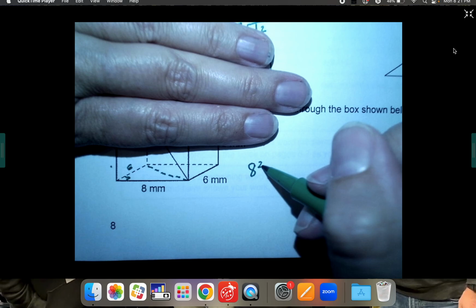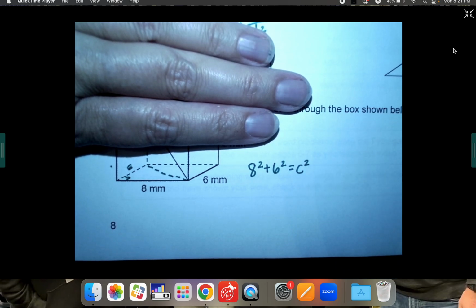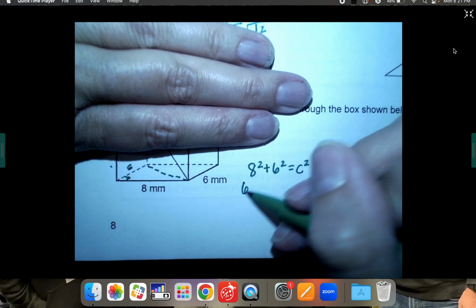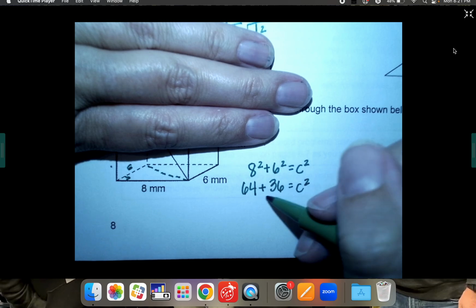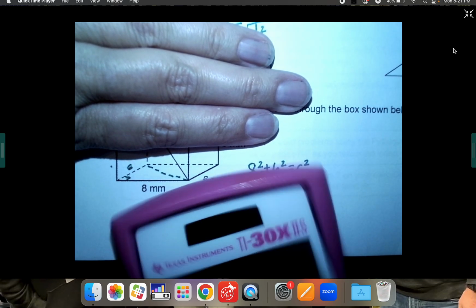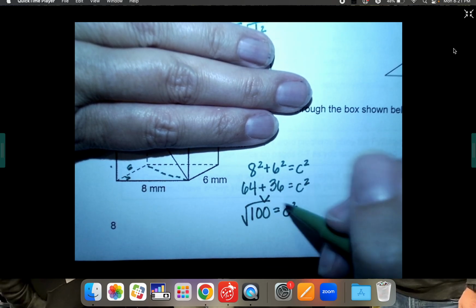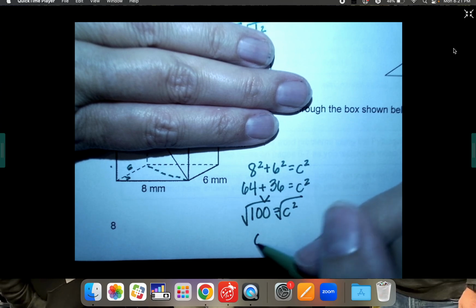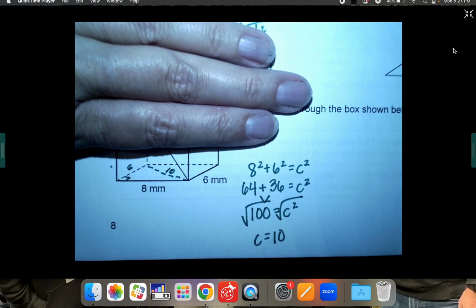So if your brain can kind of see just this part, you should be able to stay with me for now. 8 squared is 64, 6 squared is 36, 64 plus 36 is 100. I already love this problem because I know, and so do you, that the square root of 100 is 10. So this diagonal down across the bottom is 10.